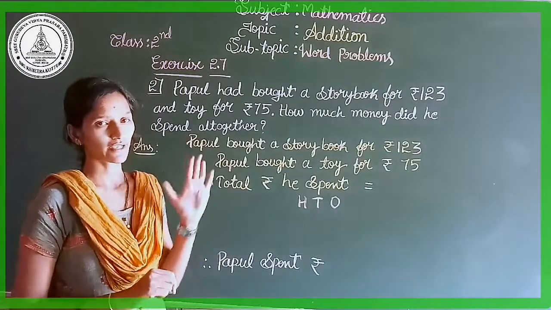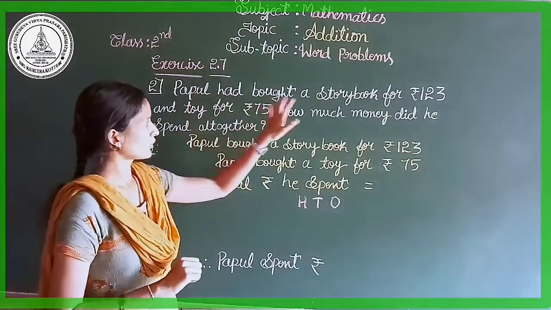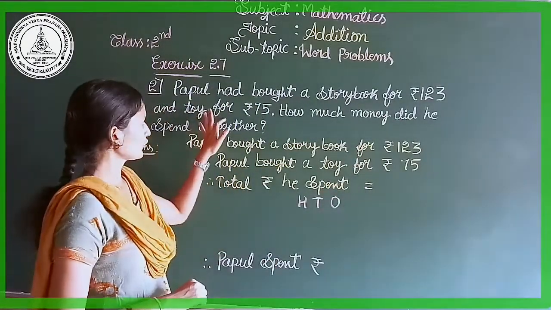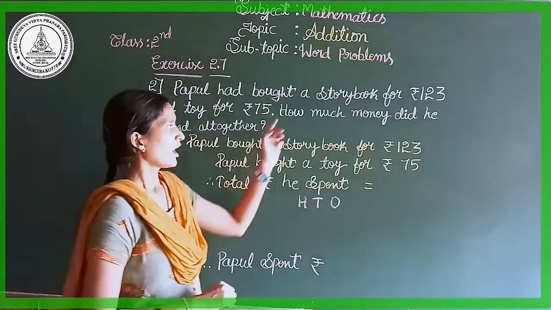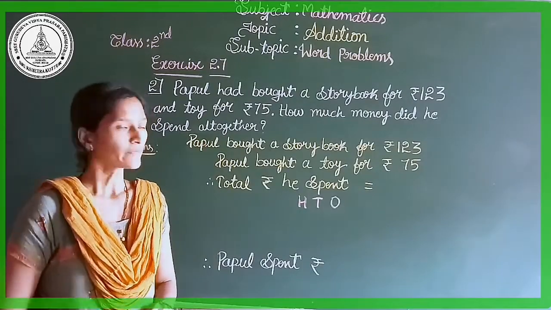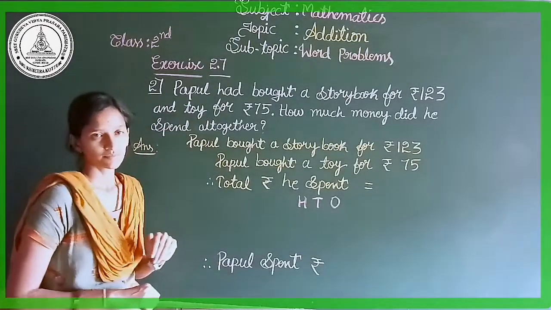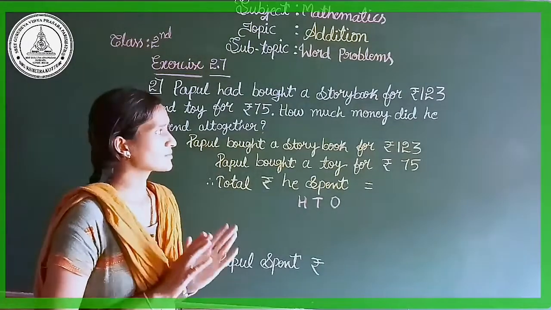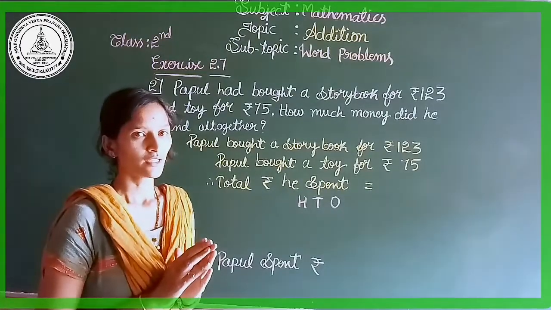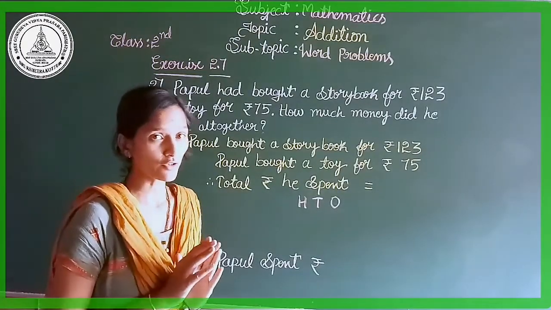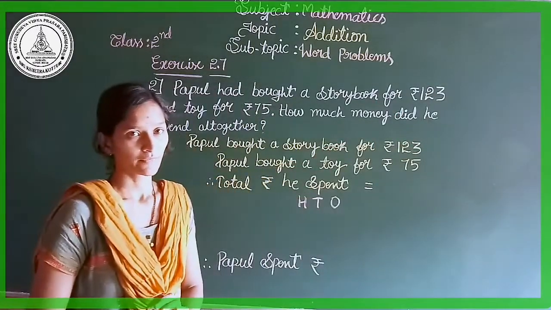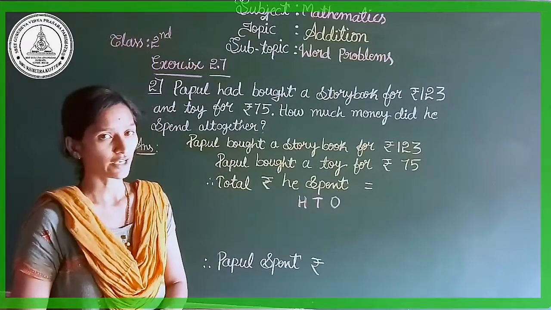See here, this is the second problem. Papul had bought a storybook for rupees 123 and a toy for rupees 75. How much money did he spend altogether? Okay, see here, he went to purchase a storybook and also a toy. He went to one DMart. In that he purchased one storybook to read. Its cost is rupees 123. How much is it? Rupees 123.